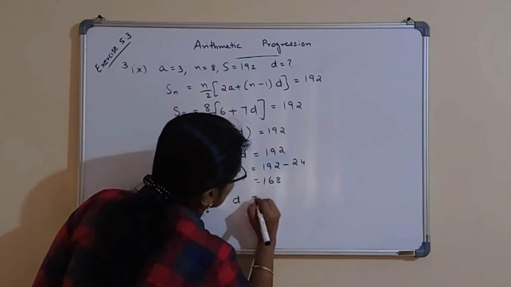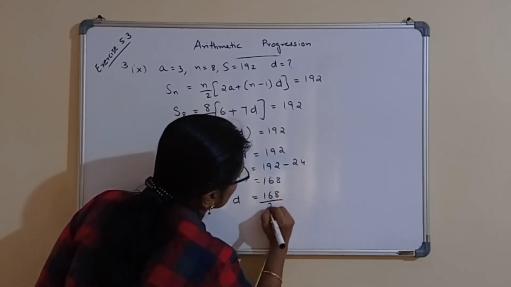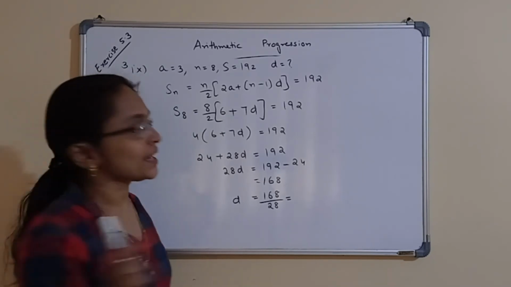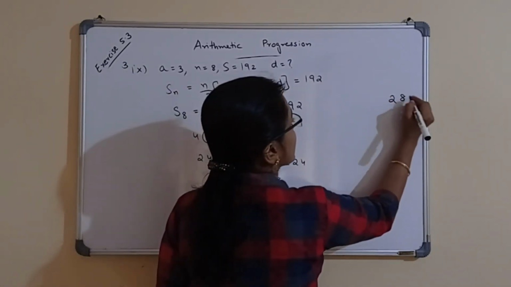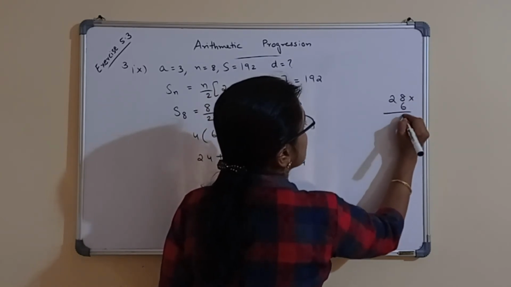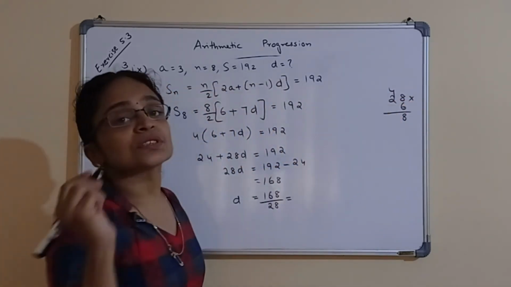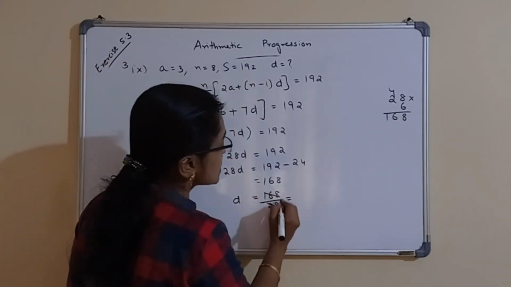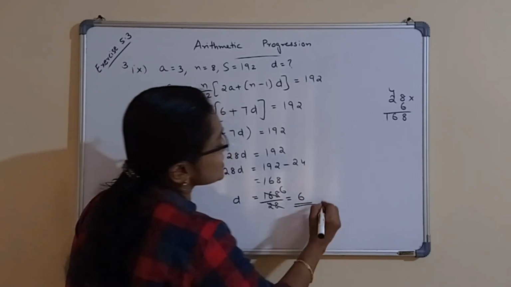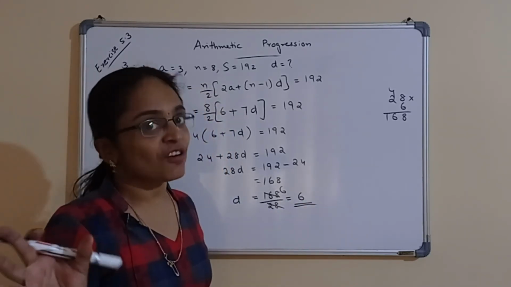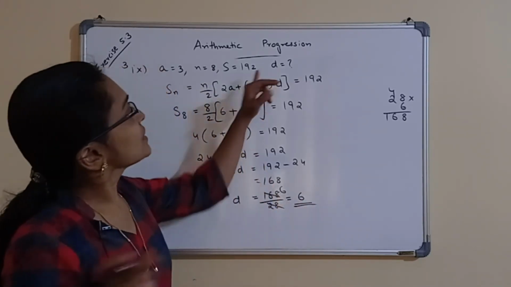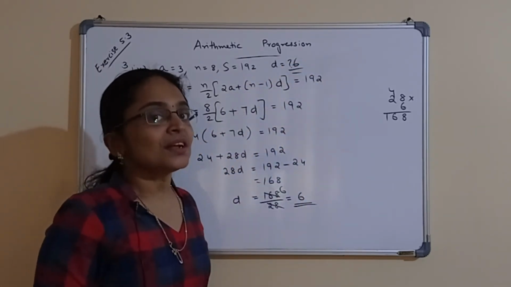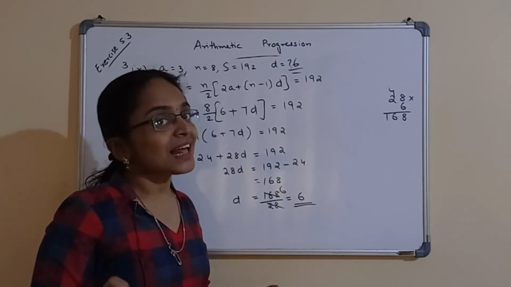So what is d? 168 by 28. Let us see, 28 into 6: 6 8s are 48, then 2 6s are 12, 12 plus 4 is 16. So this will go 6 times, which means d is equal to 6. We got the common difference as 6. So d is equal to 6. Understood? So you can just pause this and write.